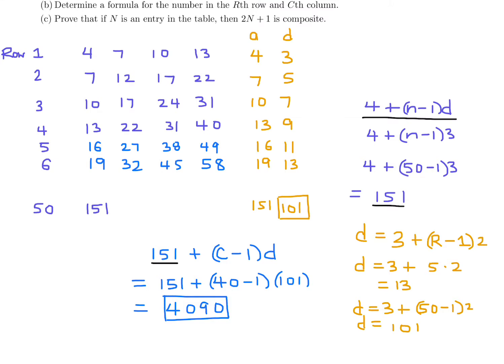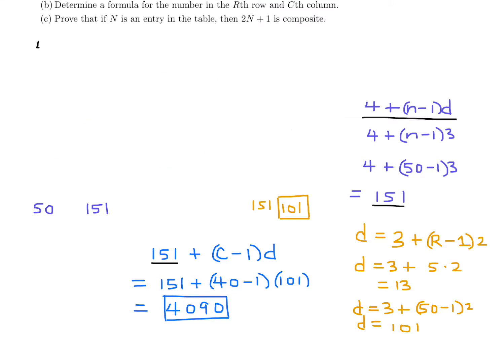It was basically 4 plus n minus 1 times d, and n represented the row number. So they're calling the row number r, so I'll just call it r instead of n. r minus 1 times d. That is how I figure out that first number. But d was 3 for that very first column. So I put 3 there. Then that is how I got this 151.